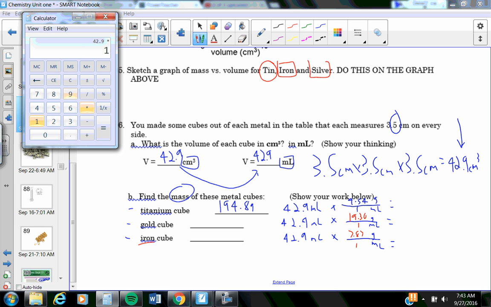42.9 times 19.3 is 828.0 grams. Once again, I'm not following significant figures as much as I am using the logic of I'm going to round to the same place past the decimal as they measured. Significant figures, I probably would have put 828. Finally, 42.9 times 7.87 equals 337.6 grams.